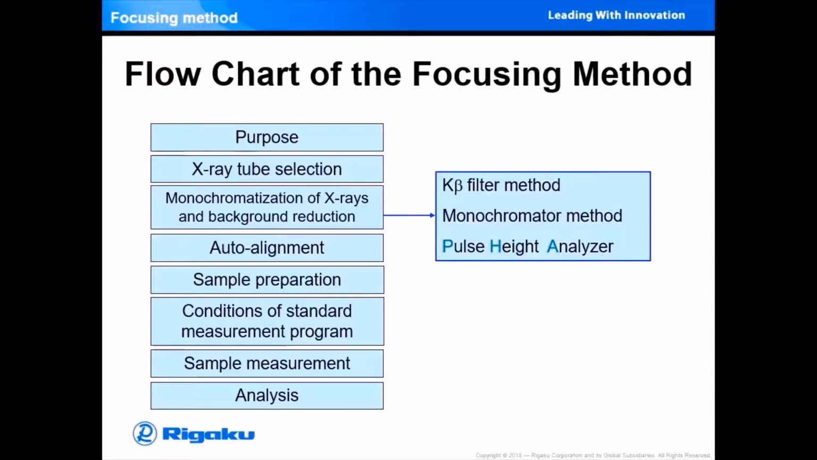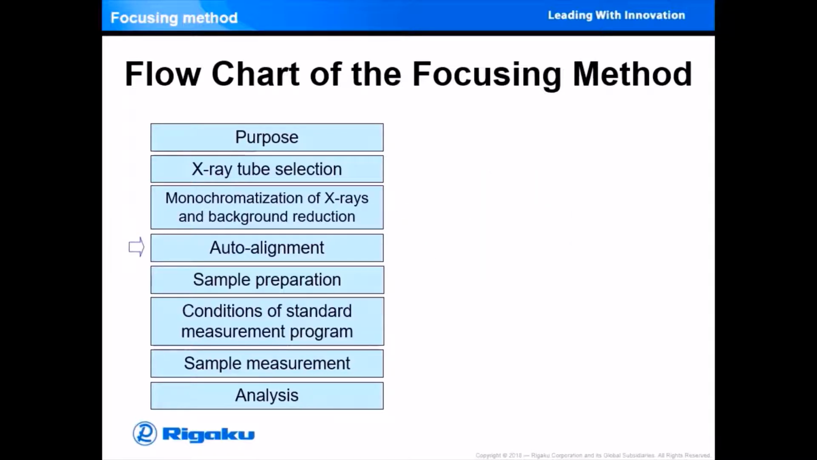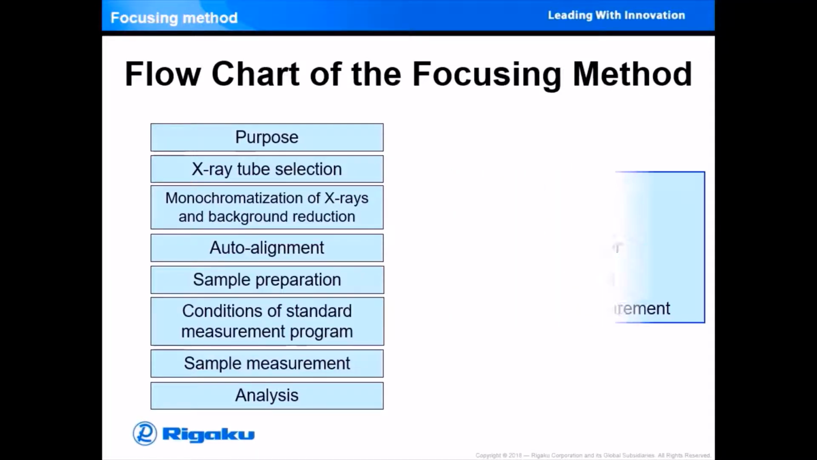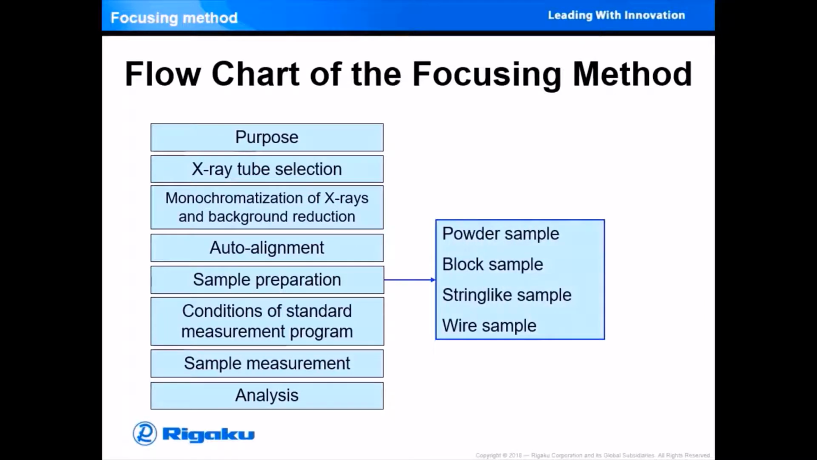to the background. And then you execute the auto alignment including two theta, the pulse height analyzer, the profile measurement, and the counting loss measurement. I'll give a very simple explanation about the auto alignment and its result. Then I'll introduce how to prepare different kinds of samples.